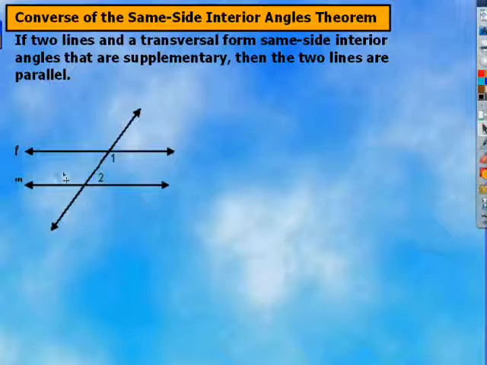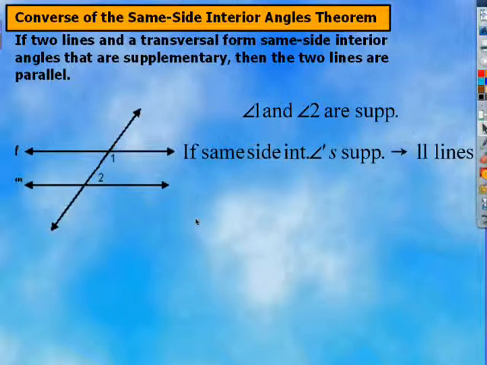If you notice at this picture, 1 and 2 are same side interior. So if I know that 1 and 2 are supplementary, that tells me that I have same side interior angles that are supplementary. So that's enough to prove that I have parallel lines. And according to this diagram, which lines would be parallel? L and M.